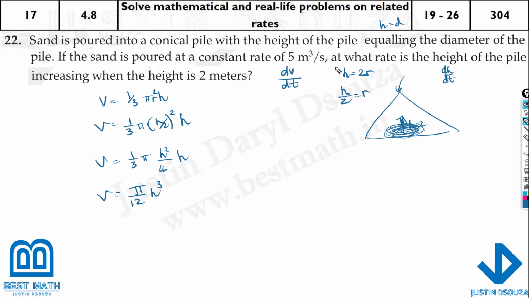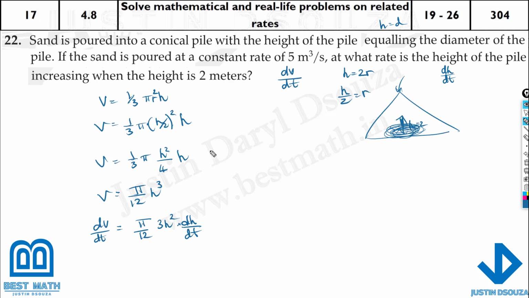Now what I do, I have to just differentiate both the sides. Implicit differentiation, what we have done before. So it'll be dV by dt, here it is just V dash, that's it, nothing else, is equal to pi by 12. This is constant, but here when you differentiate it will be 3h squared multiplied by dh by dt. So this is the implicit differentiation with respect to time.